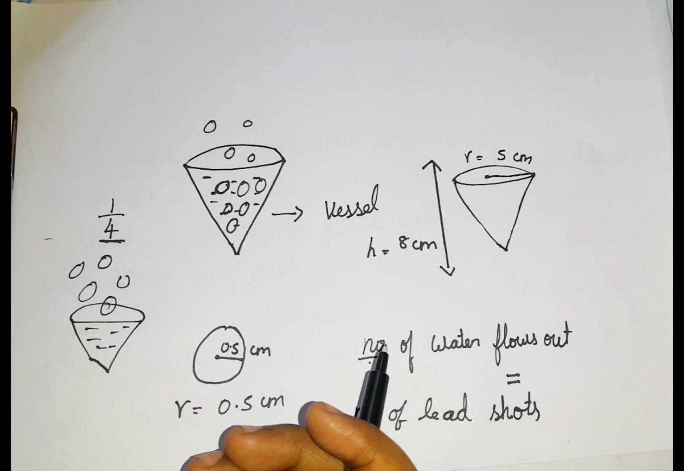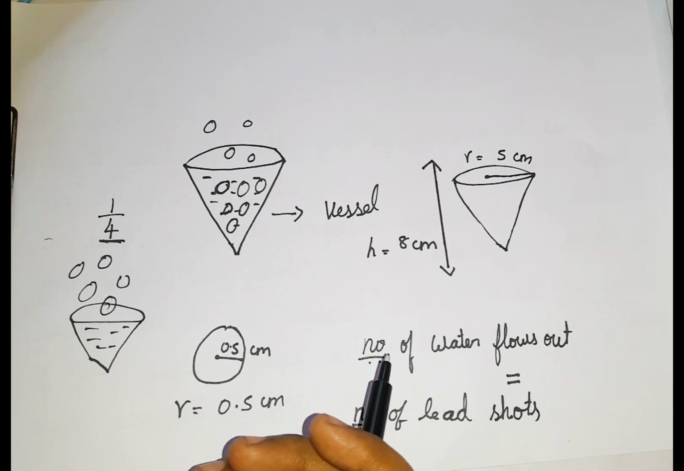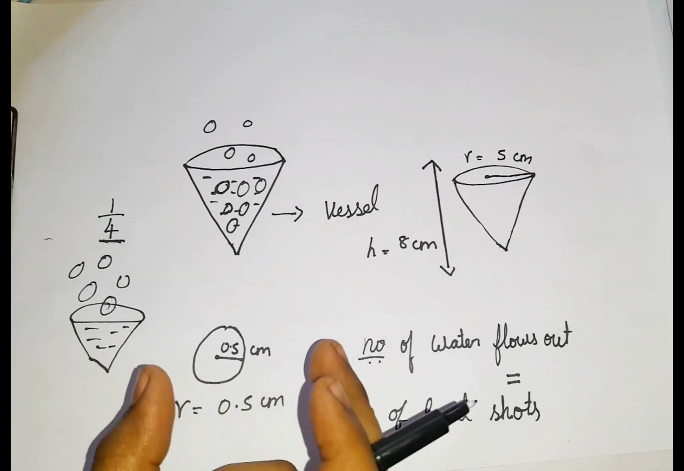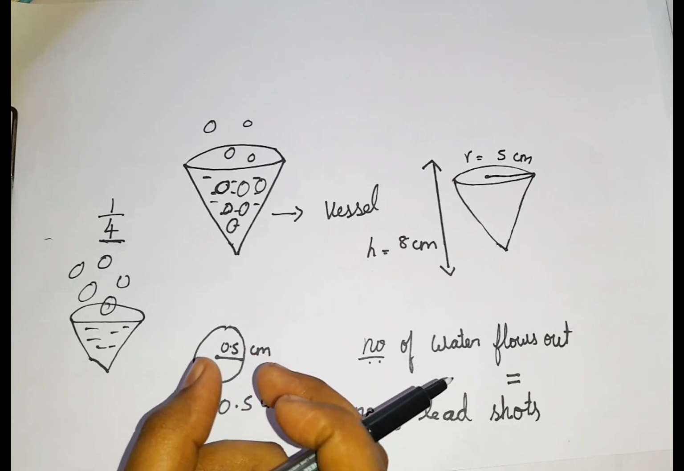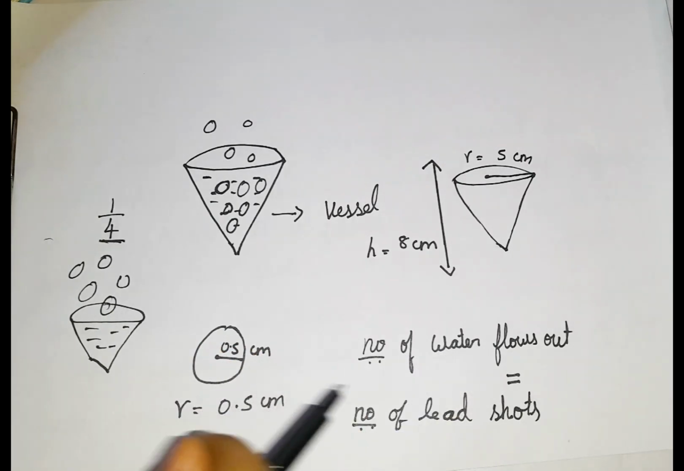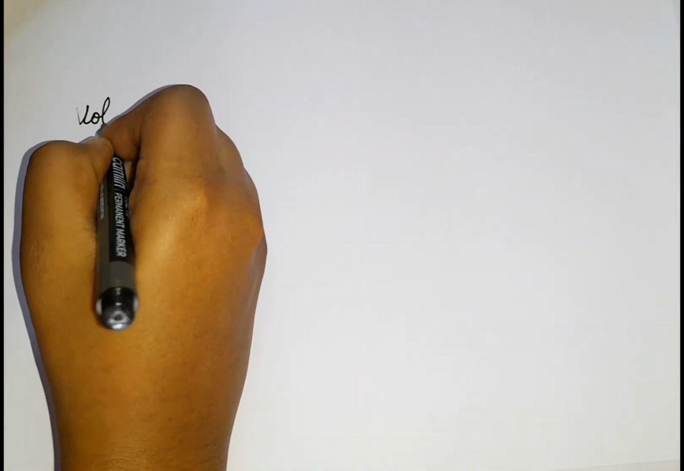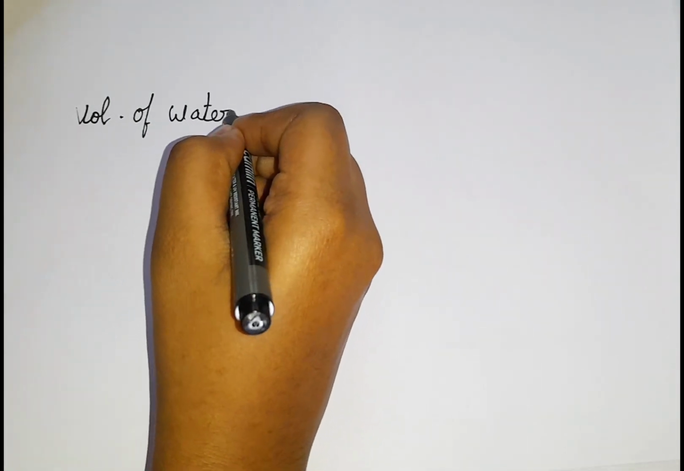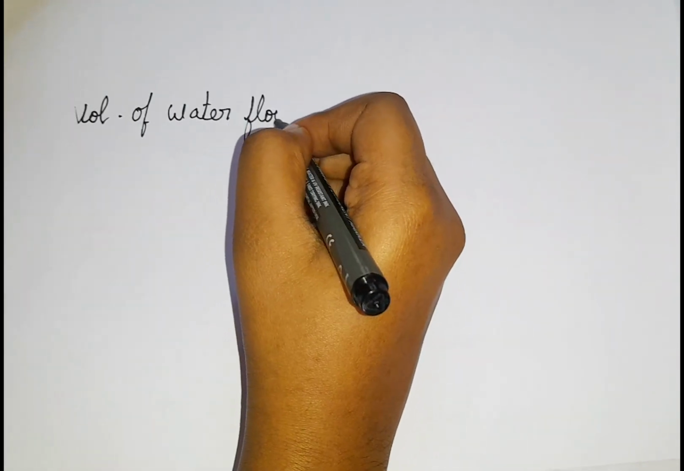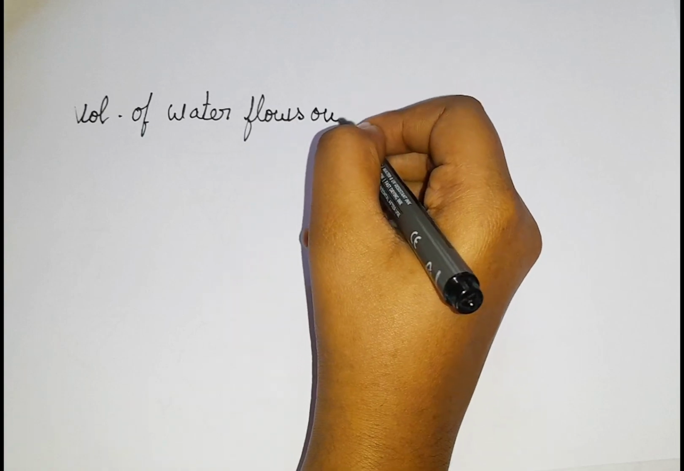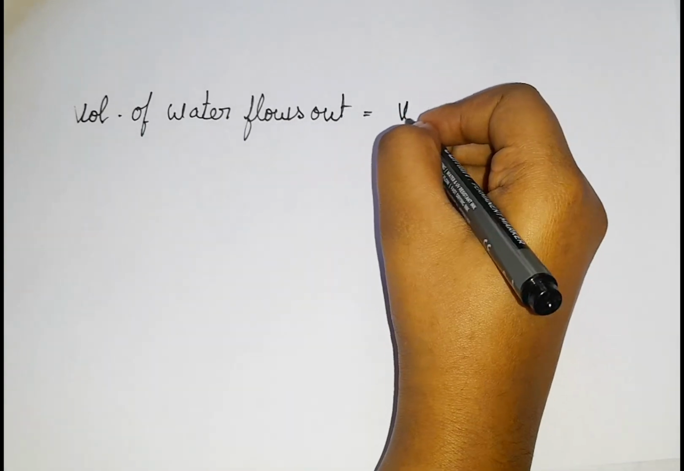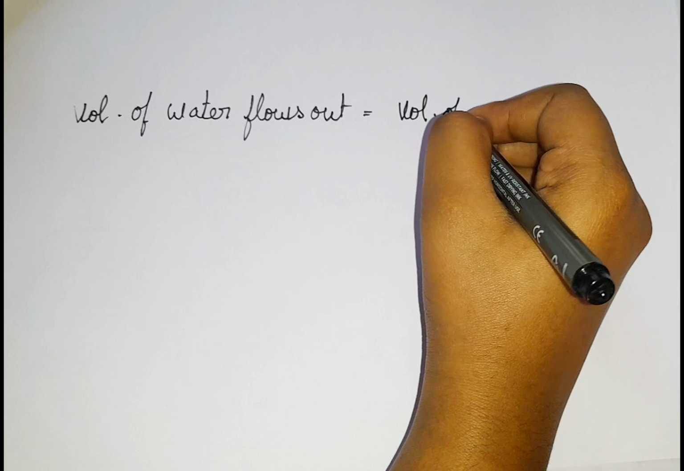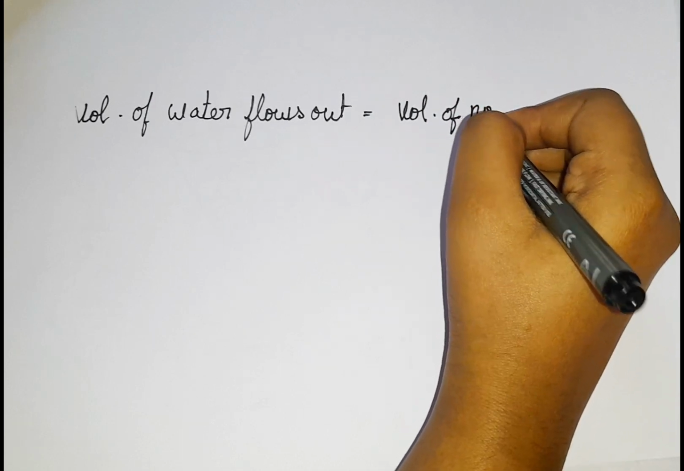Why? Because we don't know how many lead shots there are; according to the question they didn't mention it. Am I right? So we are supposed to find it. So I'm going to write this separately. Okay guys, so now I'm going to write: volume of water that flows out is equal to volume of number of lead shots.